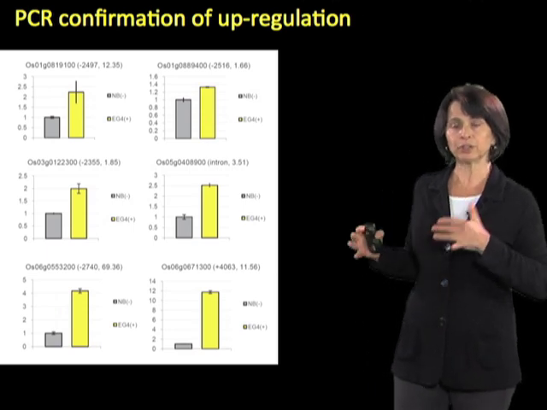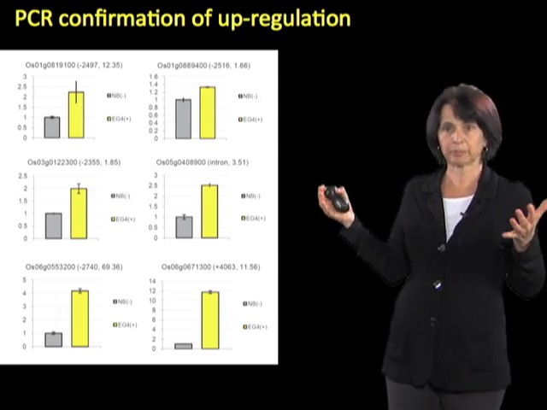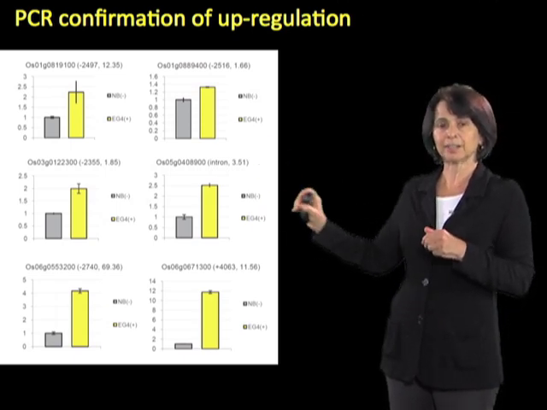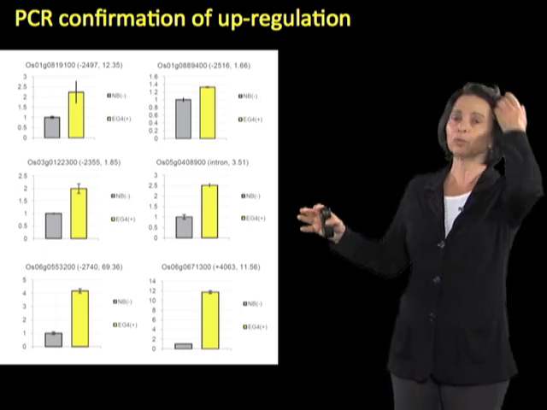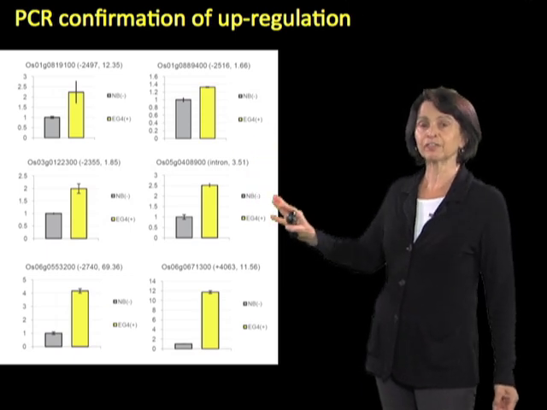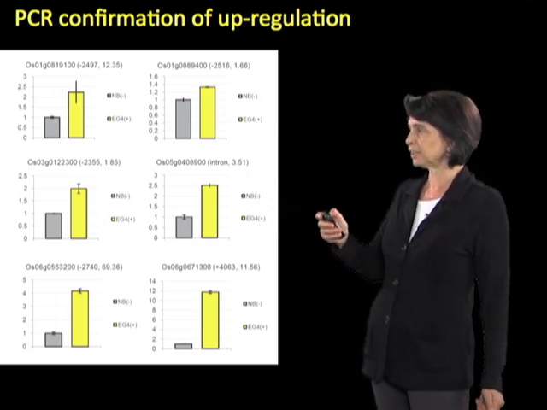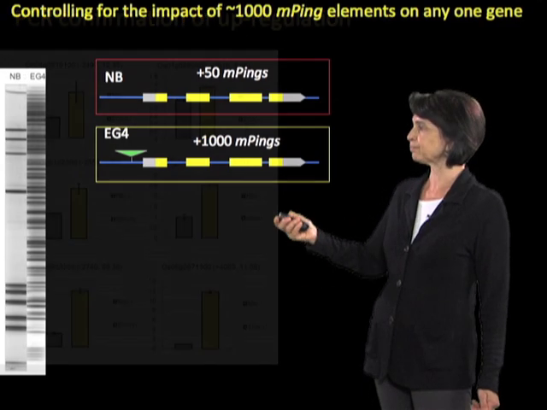What we're doing here is we're isolating RNA, and instead of using the microarrays, we're doing quantitative PCR. And what we find in every case we check, for the particular alleles we're looking at, the ones that showed upregulation by microarrays, we're able to confirm that result using quantitative PCR, that yes, indeed, there is more transcription from the EG4 alleles.